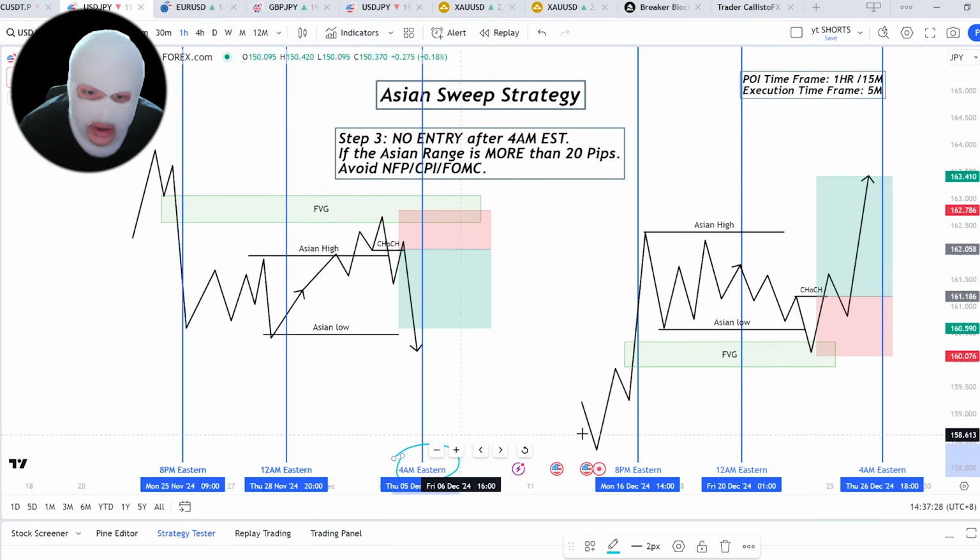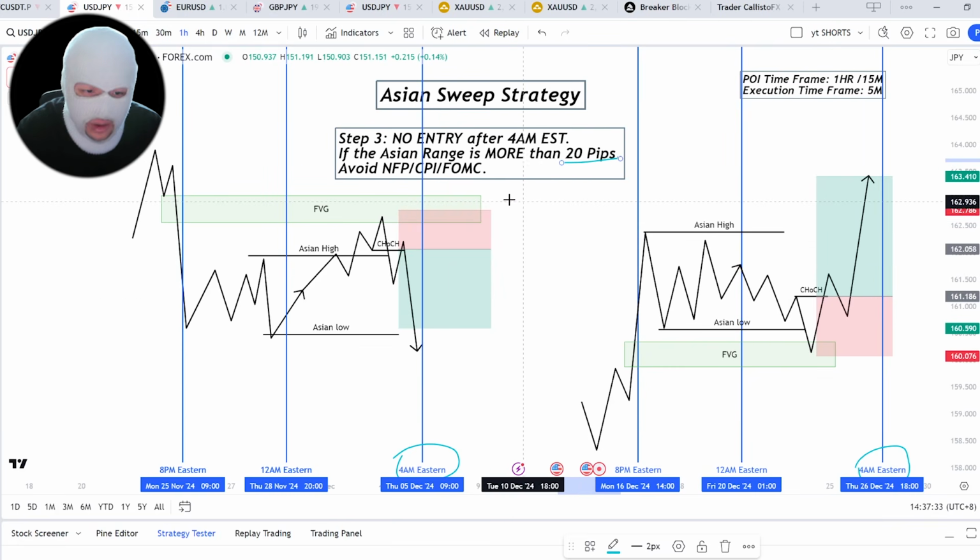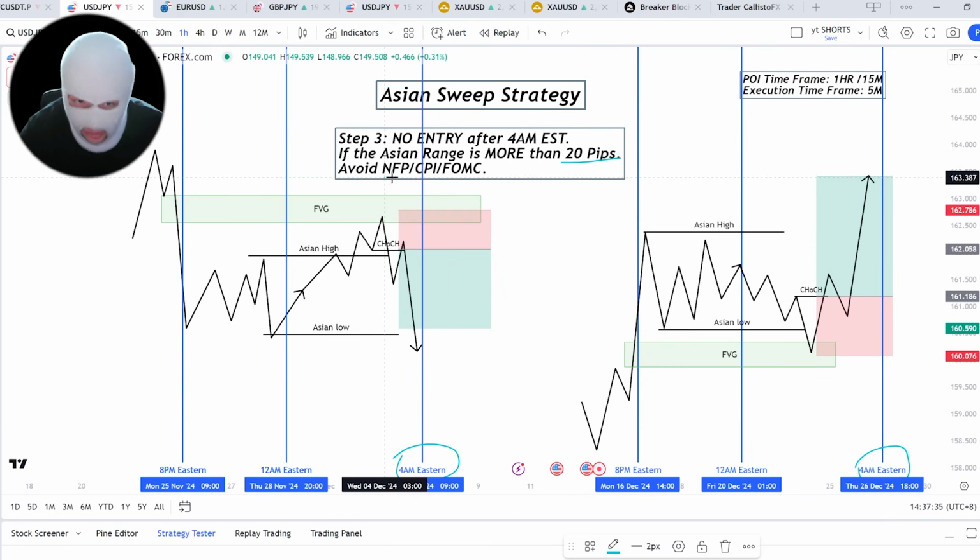Number 3, you should stop looking for entries at 4 a.m. Eastern Time, or if the Asian range is more than 20 pips. Avoid trading on days with major news events like non-farm payroll, CPI, and FOMC, as the markets can be unpredictable. To protect yourself from losses, we'll filter out any setups that break these rules during backtesting.